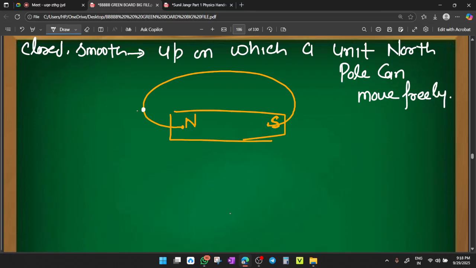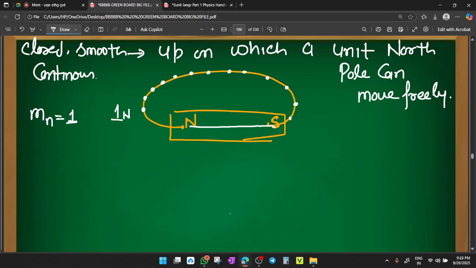This is important. So here it is a unit north pole. Unit north pole means having the pole strength m north, having pole strength 1. So it can move freely. The trace out generated by this movement of unit north pole is called magnetic lines of forces. Clear? So these are closed continuous curves. Closed is smooth and continuous. Continuous means unbreakable.